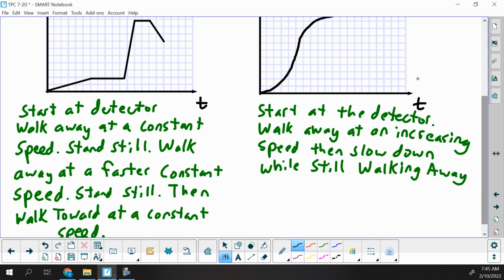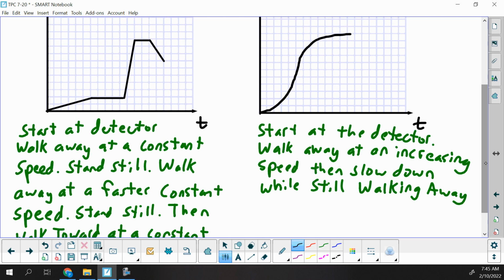So for number 4, we should start at the detector, walk away at a constant speed, then stand still for a bit, and walk away at a faster constant speed, stand still, then walk toward at a constant speed. Number 5, we're going to start at the detector. We're going to walk away at an increasing speed and then slow down while you're still walking away.